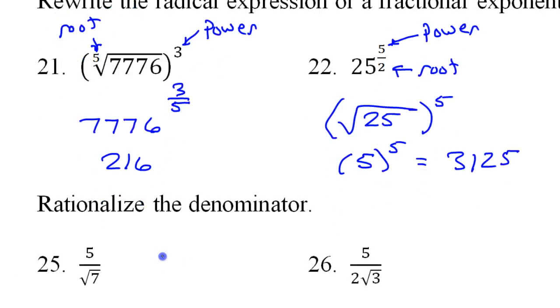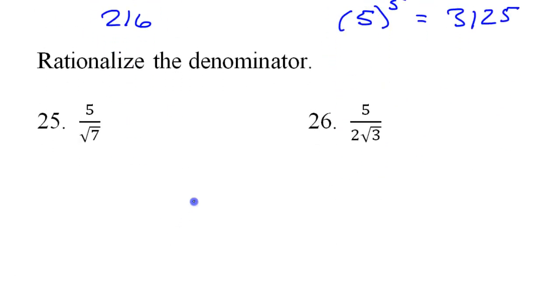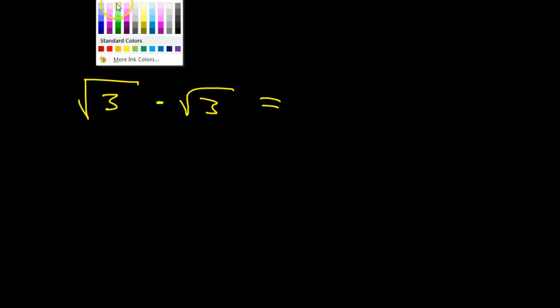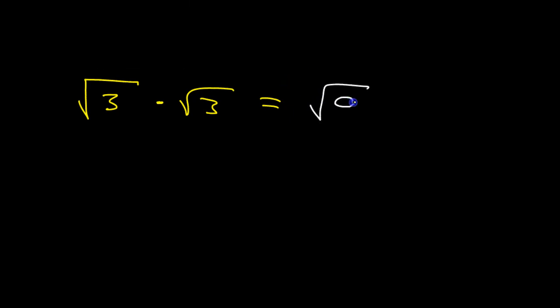Okay, what's next? Now let's talk about rationalizing the denominator. When we talk about rationalizing the denominator, the square root of 7 is an irrational number. So rationalizing the denominator means making the denominator rational. Alright, so we have to get rid of the square root. Now, one thing that we learned a long time ago is that when you multiply a radical by itself, say if I have radical 3 times radical 3, well, radical 3 times radical 3 is radical 9.